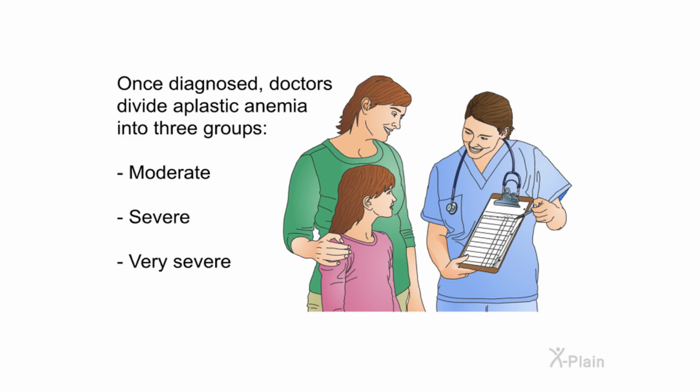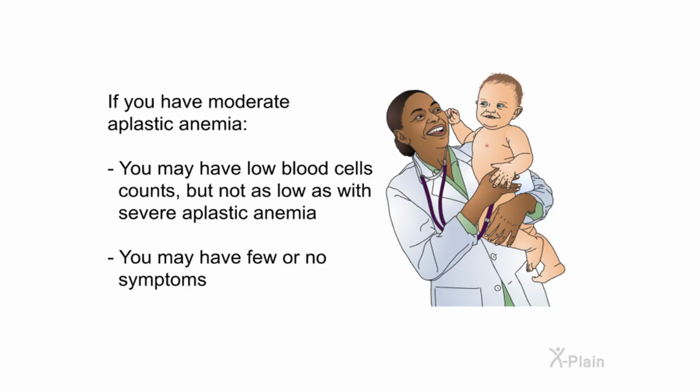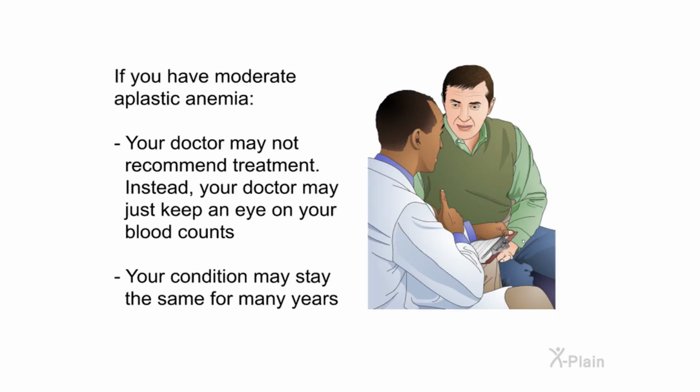Once diagnosed, doctors divide aplastic anemia into 3 groups: moderate, severe, and very severe. If you have moderate aplastic anemia, you may have low blood cell counts, but not as low as with severe aplastic anemia. You may have few or no symptoms. Your doctor may not recommend treatment. Instead, your doctor may just keep an eye on your blood counts. Your condition may stay the same for many years.